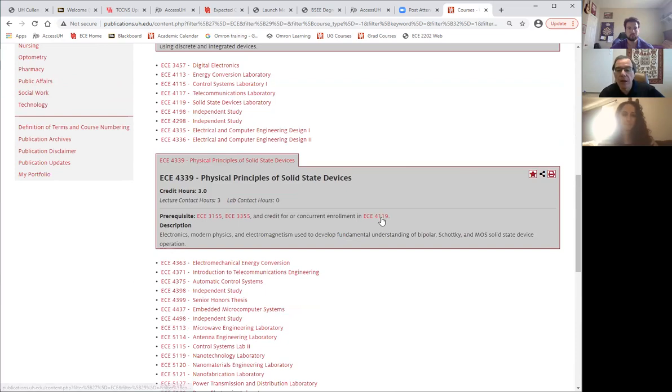Here's a course that has a 1 credit lab connected with it. So together they're 4, and it is required. You need to do it. You need to do these together.